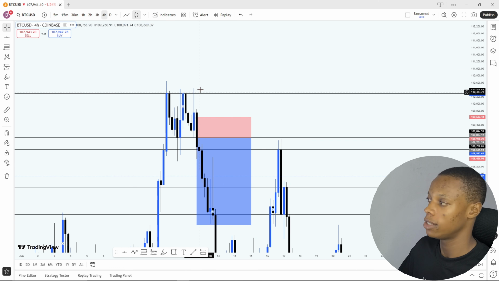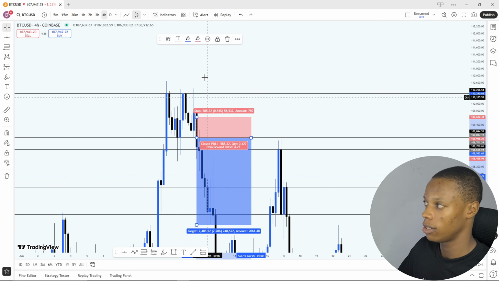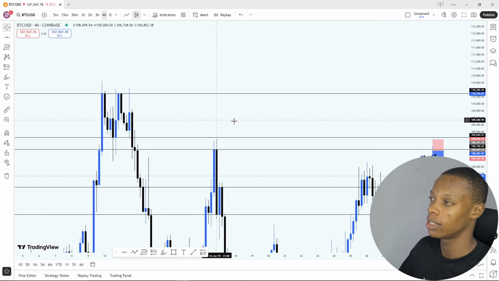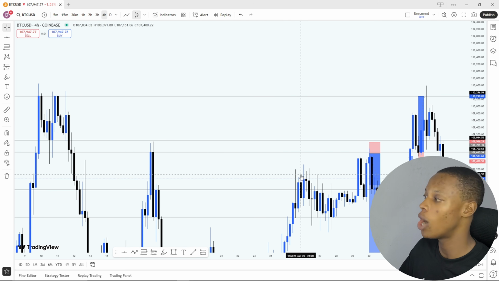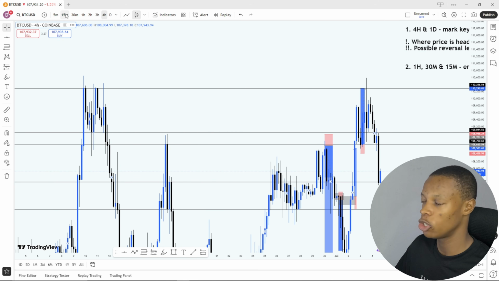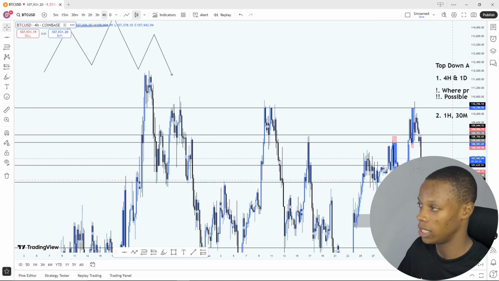Then if I'm buying, it's going to be the same thing. I'm taking the trade from the exact point where the line is, but I don't just enter aggressively. I'm just trying to show you what it is, right?